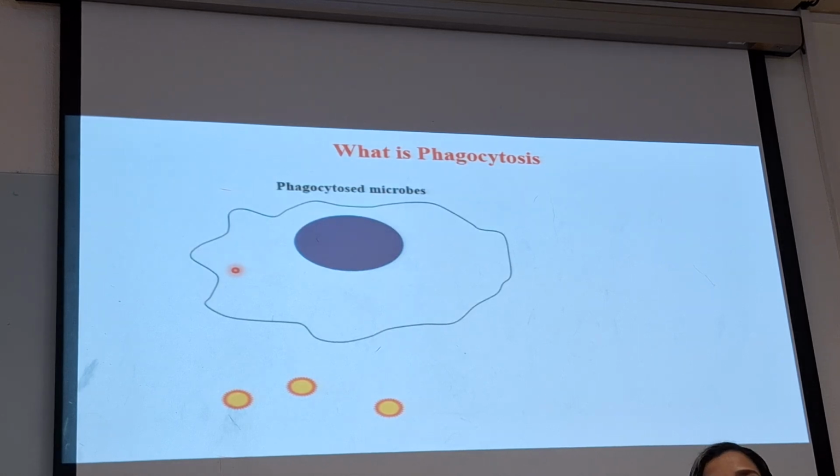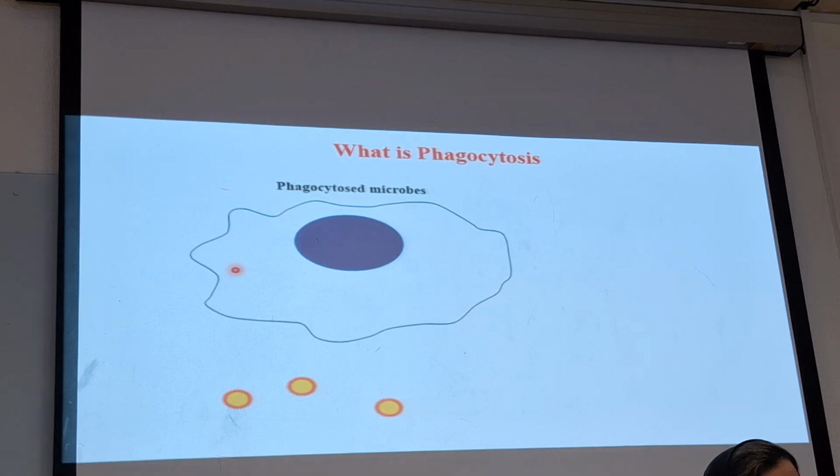But what is phagocytosis? Phagocytosis is engulfing the foreign material, the pathogen. Yes. After it engulfs, it binds the endosome or phagosome, and then it is presented to the lysosome and digested. Correct, exactly.